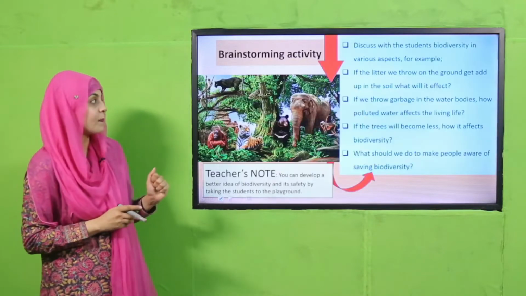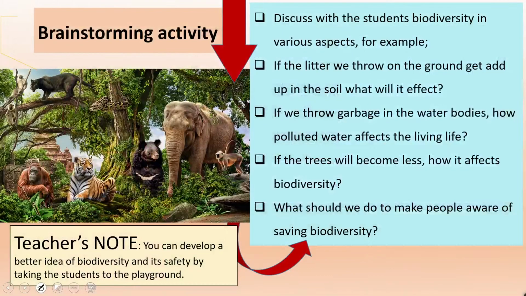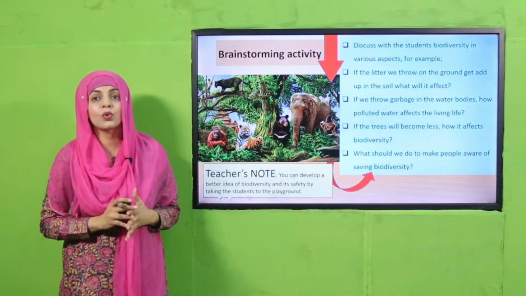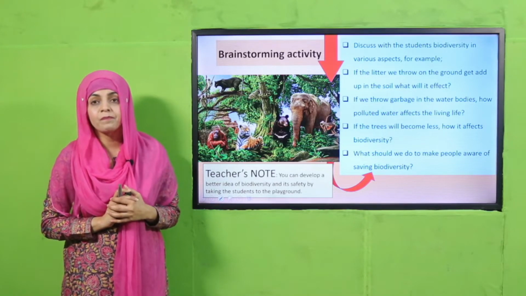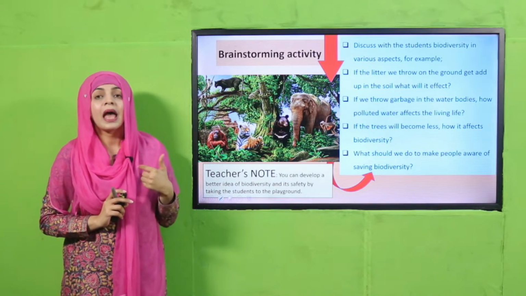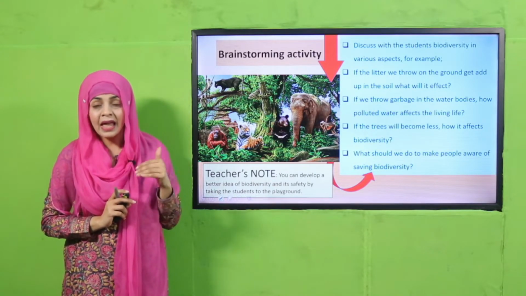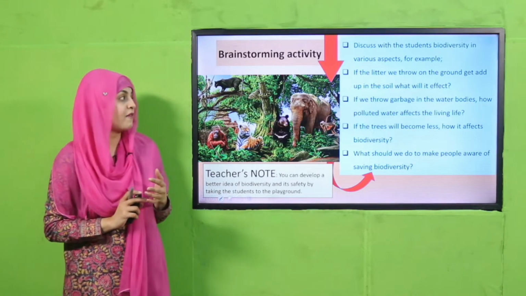So this is biodiversity. Now, my dear students, discuss with the students biodiversity in various aspects. For example, if the litter we throw on the ground gets added up in the soil, what will it affect? जो कूड़ा करकट आप ज़मीन पर फेंक देते हैं, ये मिट्टी के साथ मिक्स होकर ये किस लाइफ फॉर्म को इफेक्ट करेगा? The plants that are growing over there, उनके लिए टॉक्सिक हो सकता है, and the animals that live in the soil like different insects and earthworms, they will be affected.